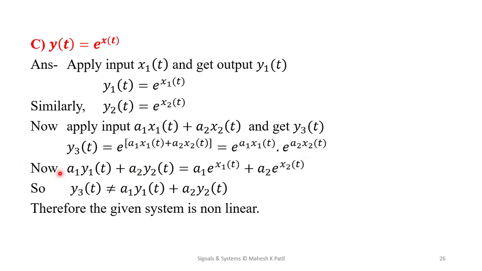Now I can write a1 y1(t) plus a2 y2(t) equal to a1 e raised to x1(t) plus a2 e raised to x2(t). Now from the observation we can write y3(t) is not equal to a1 y1(t) plus a2 y2(t). So therefore the given system is a non-linear system.